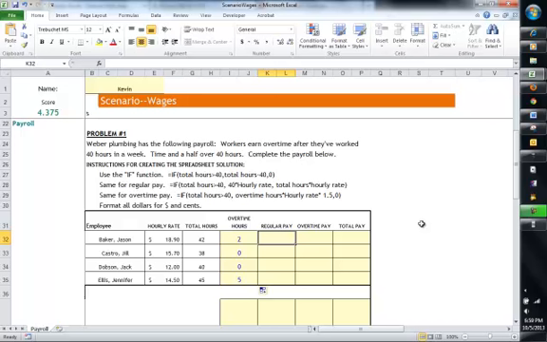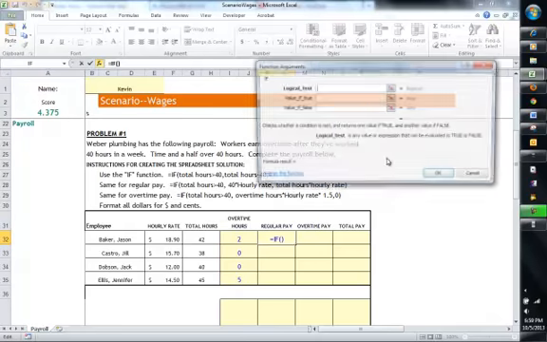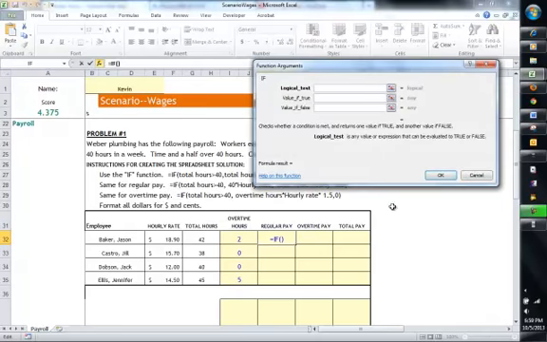The regular pay is going to be the number of hours that aren't overtime times the hourly rate. So we're going to need an if function again. If the total hours, which is G32, is greater than 40, and if that's true, we're going to take 40 times whatever the hourly rate is, which is E32.